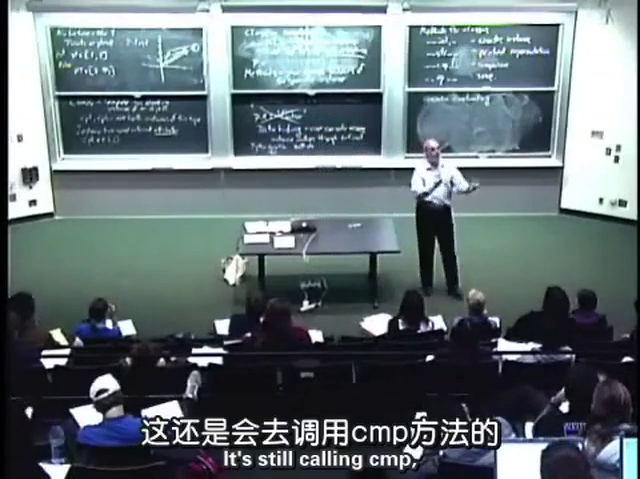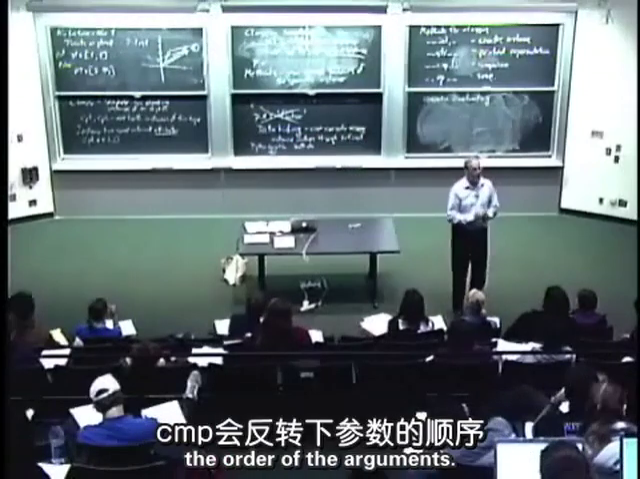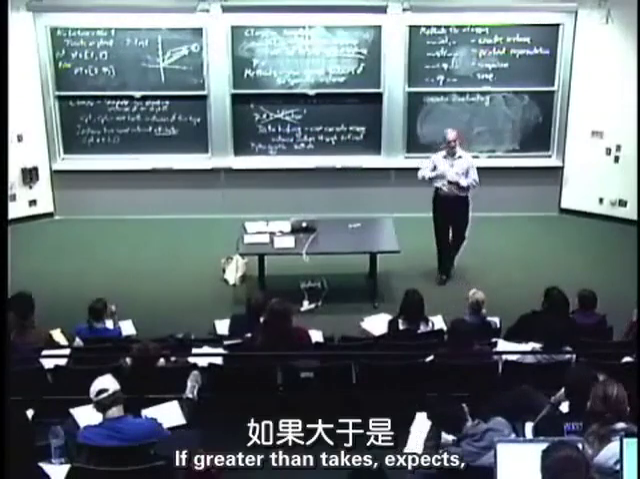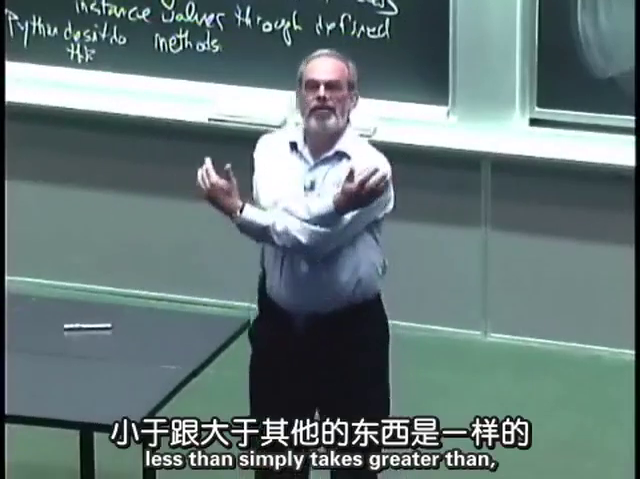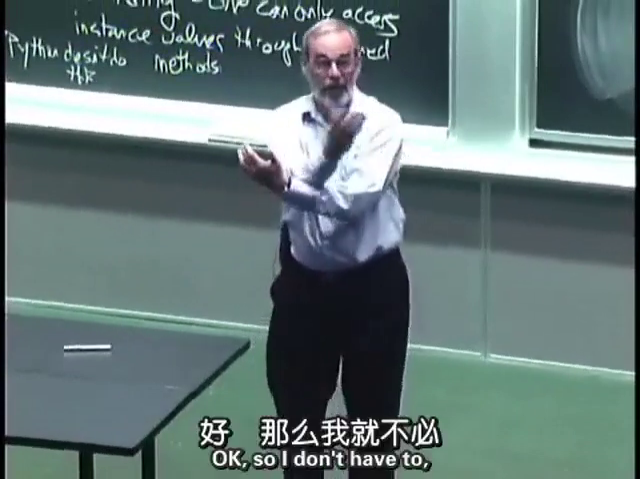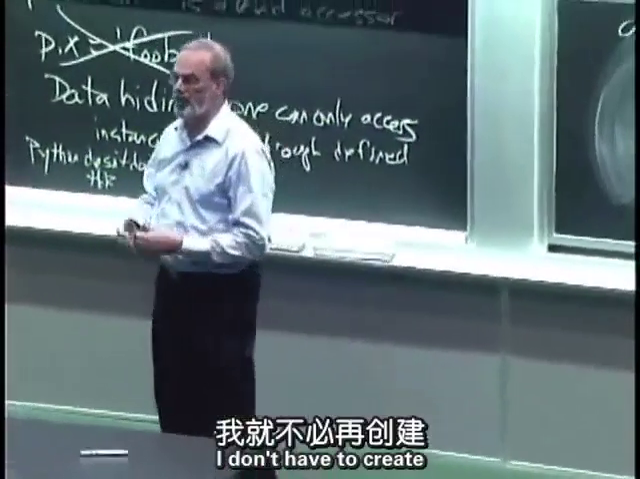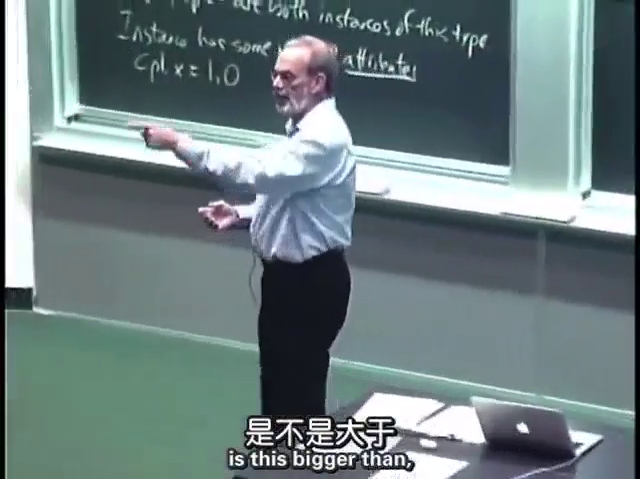It's still calling comp, but it's knowing that comp is just reversing the order of the arguments. Which makes sense. If greater than expects arguments in order x, y, less than simply takes greater than, but with the arguments reversed. So I don't have to create a second one for comp. Comp is just saying, is this bigger than? And if I want to reverse it, it goes the other way. Question?